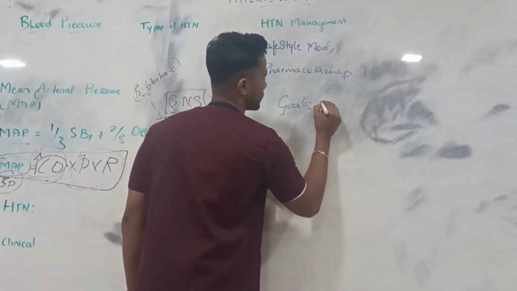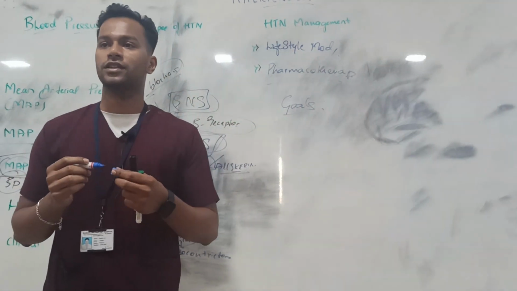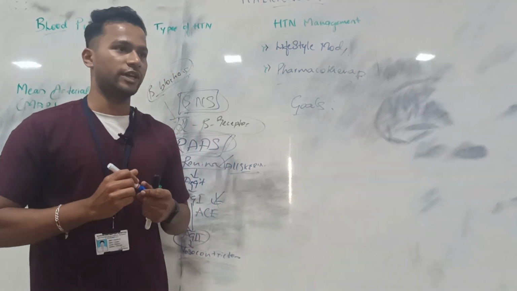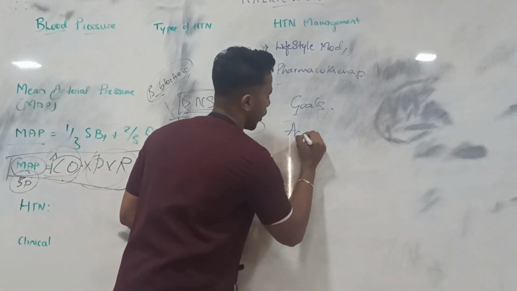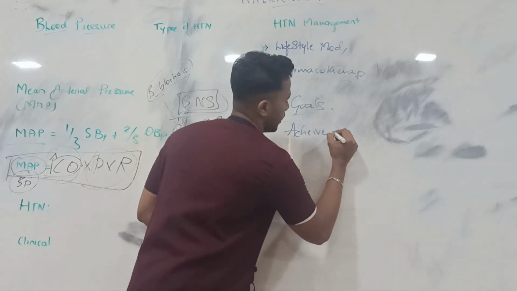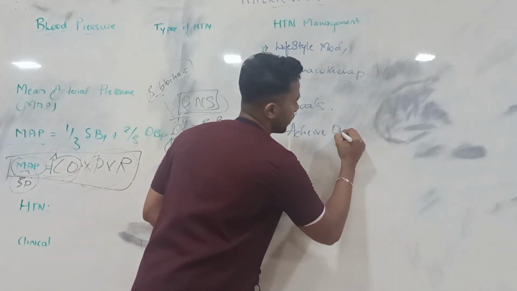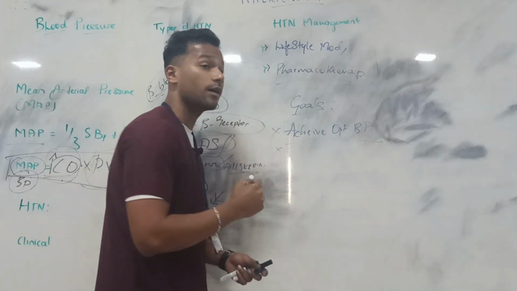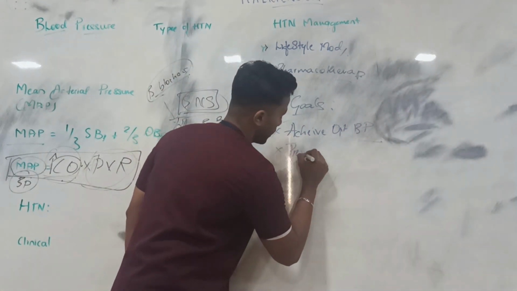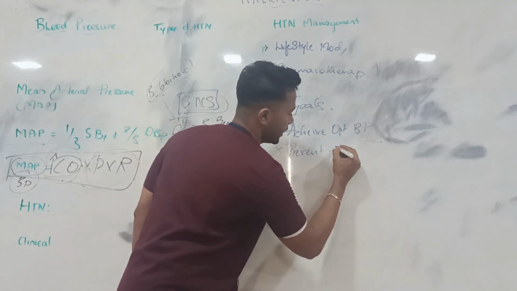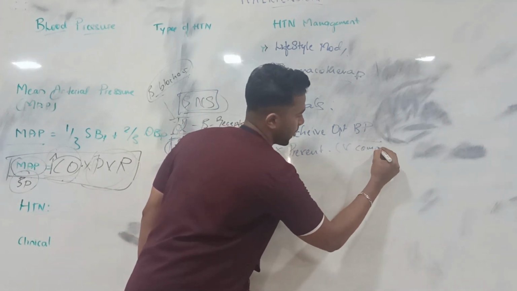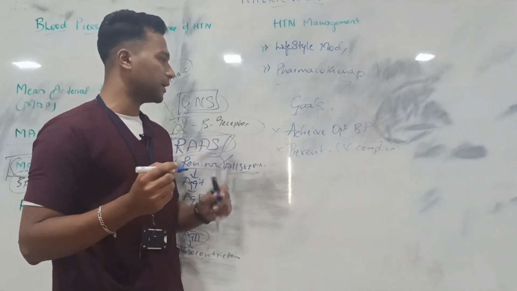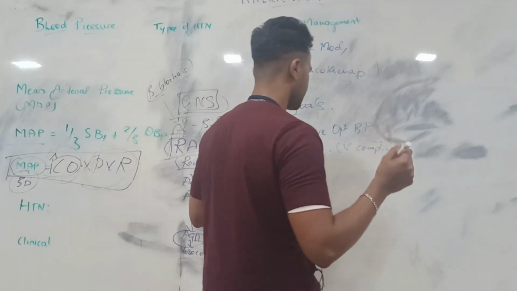Before that, I want to talk about the goals. What are the goals in hypertension management? Achieve optimum BP, that is one thing which you have to do, and another thing is to prevent any CV complications. These are the important things which you have to focus on.